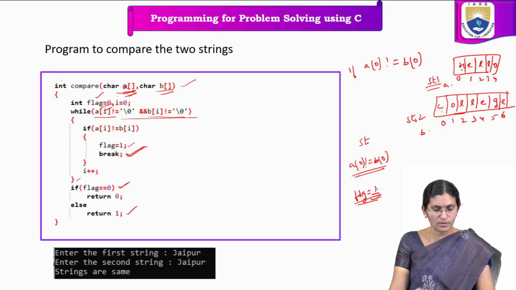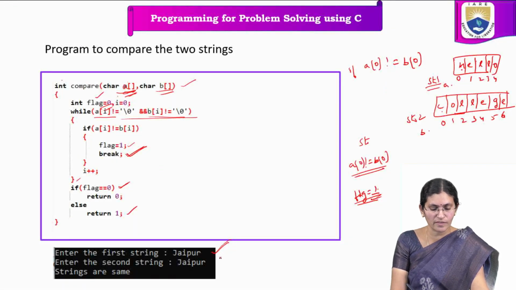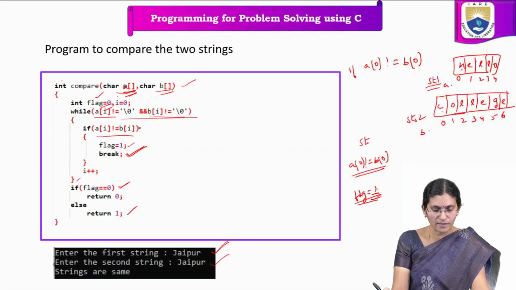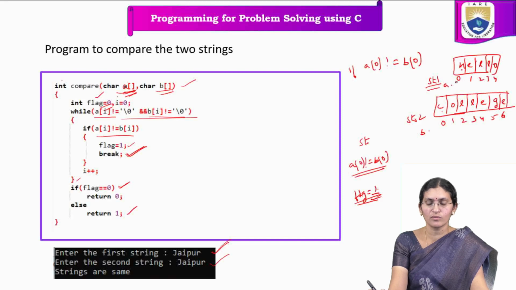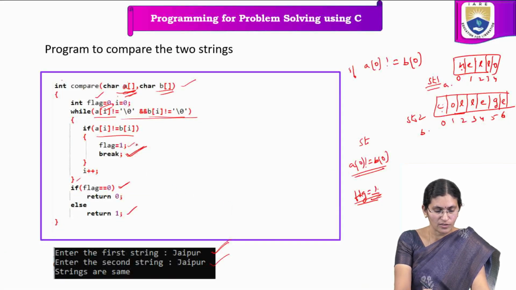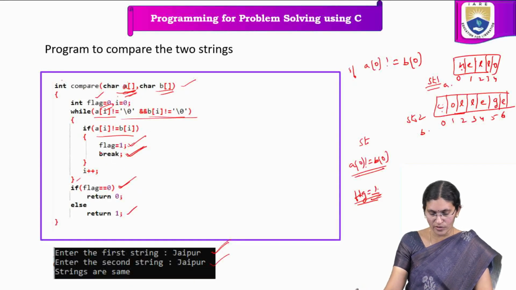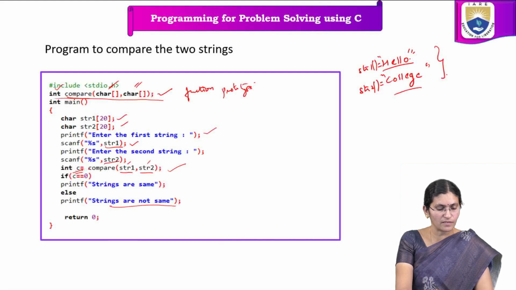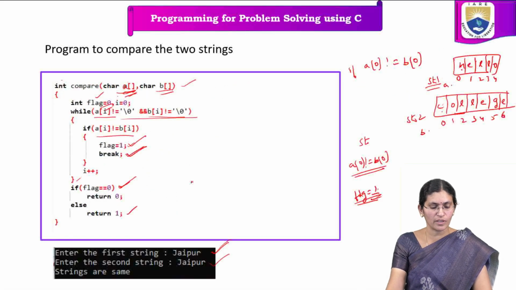So if you run this program with another input, suppose this is the string which we are entering. The first string is Jaipur, the second one is also Jaipur. Then in this case, all the characters are same. So each character is compared here at the respective positions. So when both are equal, when flag value is 0, it will return a value 0. So when C is equal to 0, the strings are same. So in this case, the output is strings are same.